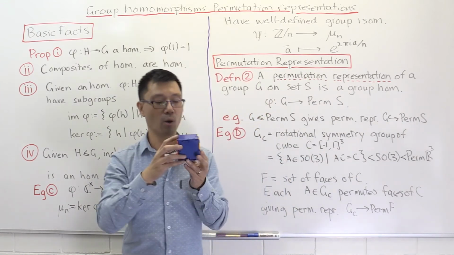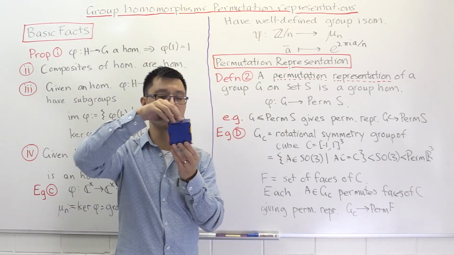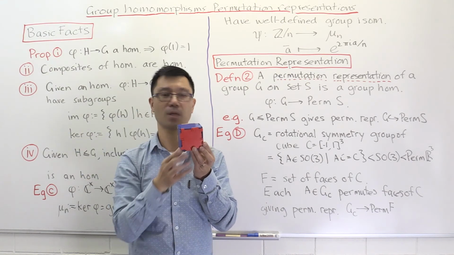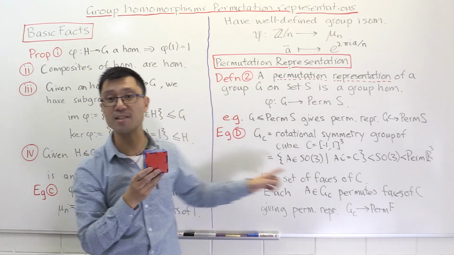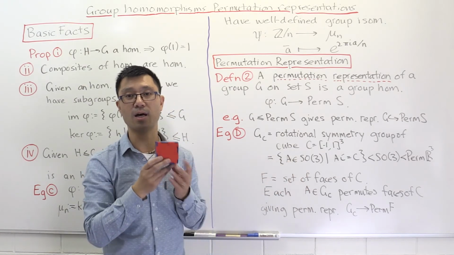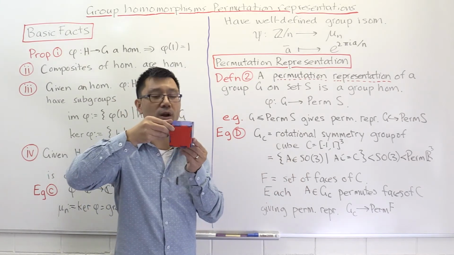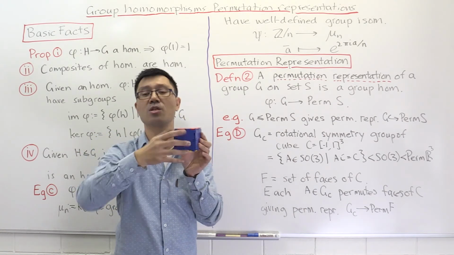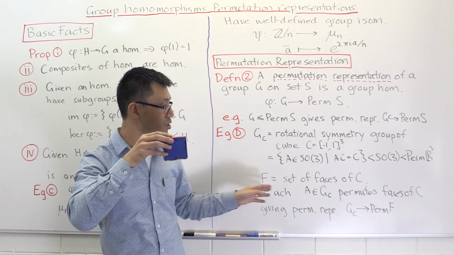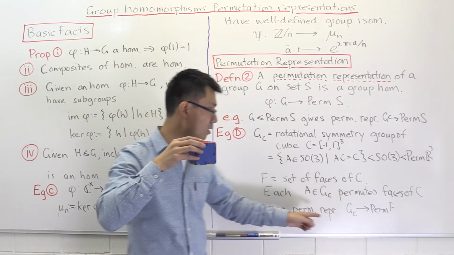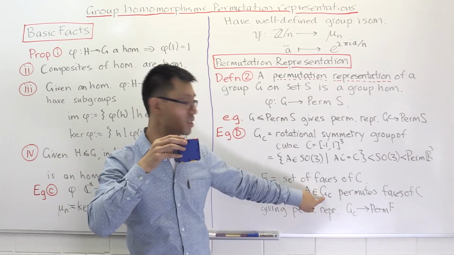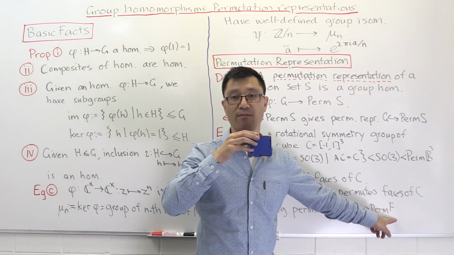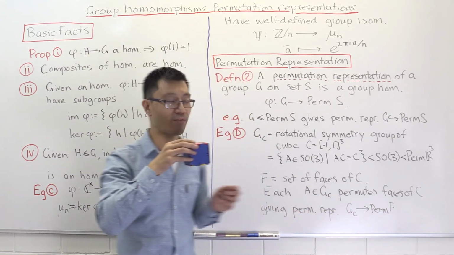Okay, but as you do one of these rotations, one of the things that you might see is that it swaps the faces around. Okay, so we can look at the set F of faces. This just has 6 elements inside it. And each time you perform one of these rotations, what it will do is it will swap the position of the faces. Okay, so it will permute the faces. So each A inside this GC will give you an element of this permutation group of F. Okay, it's the permutation of the faces.